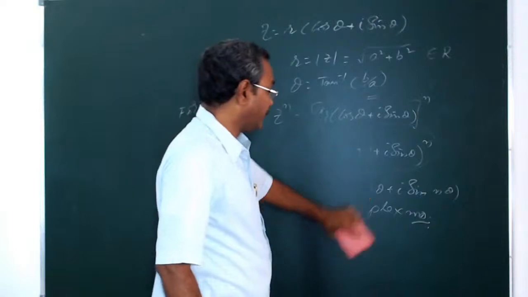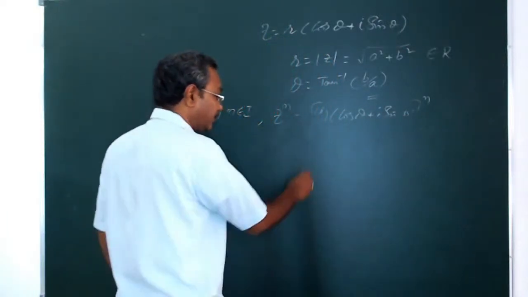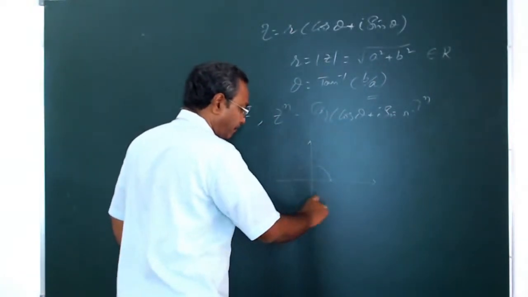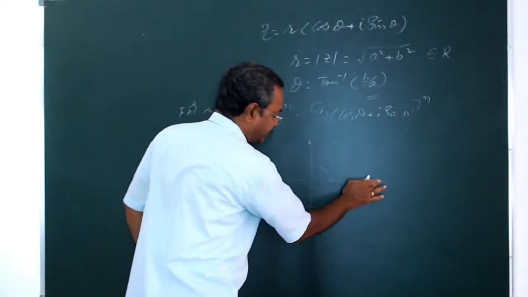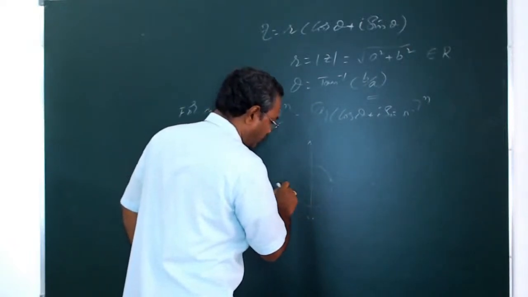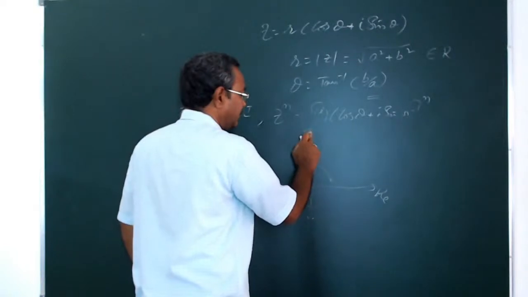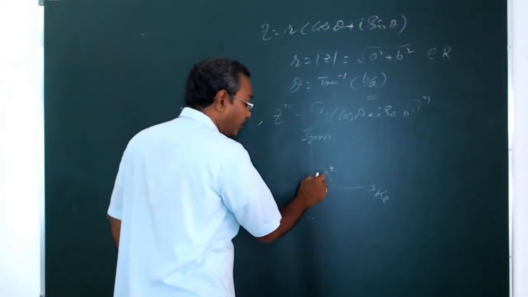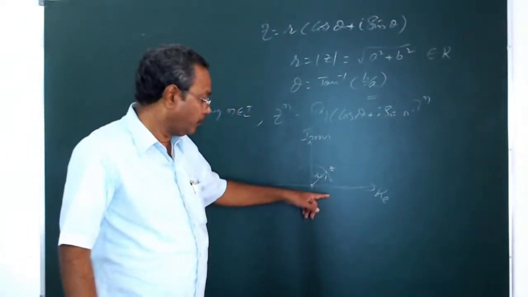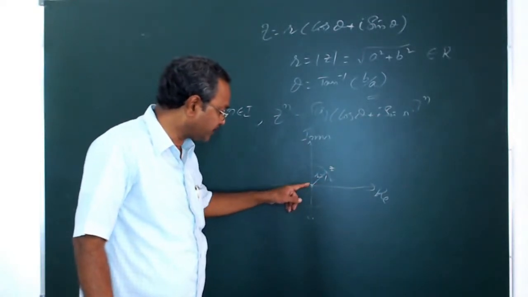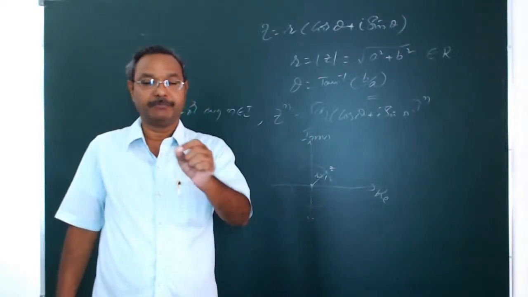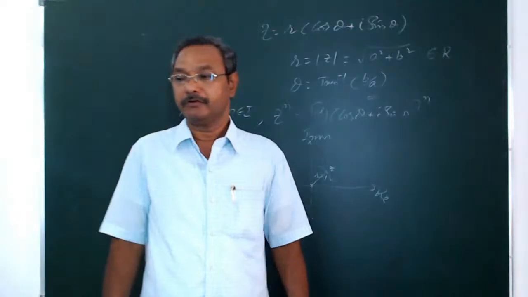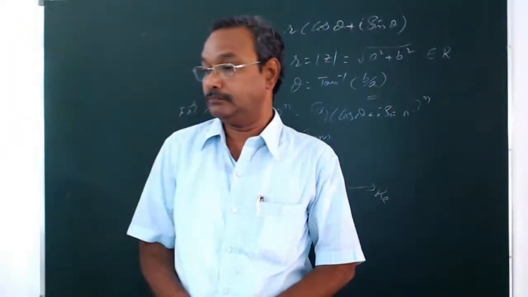Those unimodular complex numbers correspond to points in the Argand plane which lie on a unit circle. The radius of the circle should be equal to 1. This is the real axis. This is the imaginary axis. This is the complex number 0 plus 0i. And this is z, where mod z, which is r, should be equal to 1. So all points on this circle, which are at a distance of exactly 1 unit from the complex number 0 plus 0i, are unimodular complex numbers.